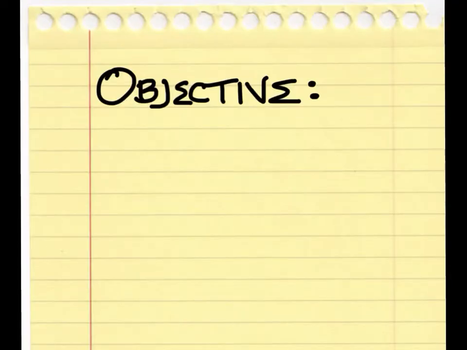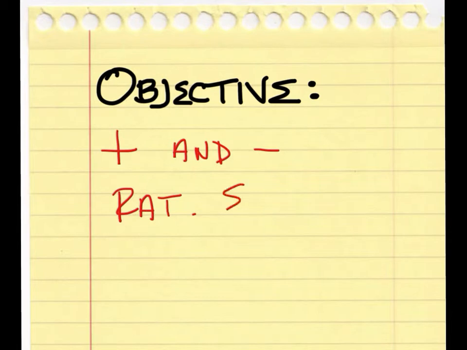The objective today is to add and subtract rational expressions. Should be an R. That's a P, and this is an R. There we go. Here is the example.